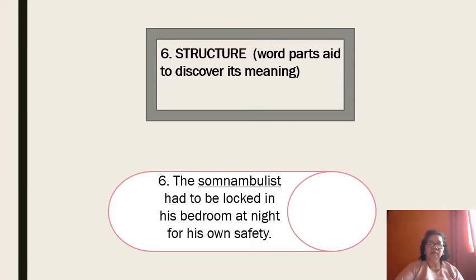What do you call this part that can be found at the end of the root word? That's correct. That is suffix. What does the suffix ist mean? Yes, it is a person. So what do we mean by somnambulist then? That's correct. It is a person who walks while sleeping, or a sleepwalker.